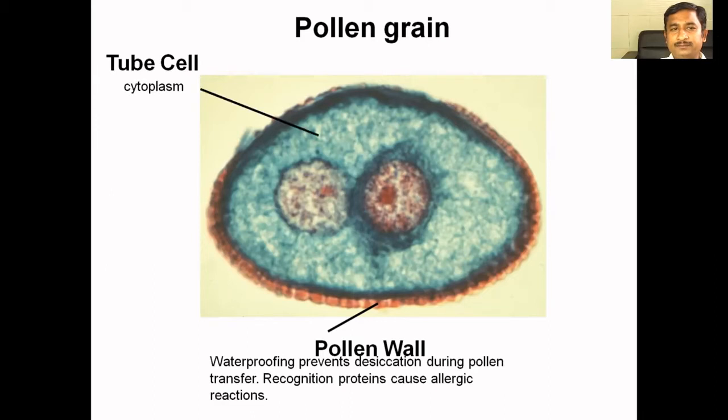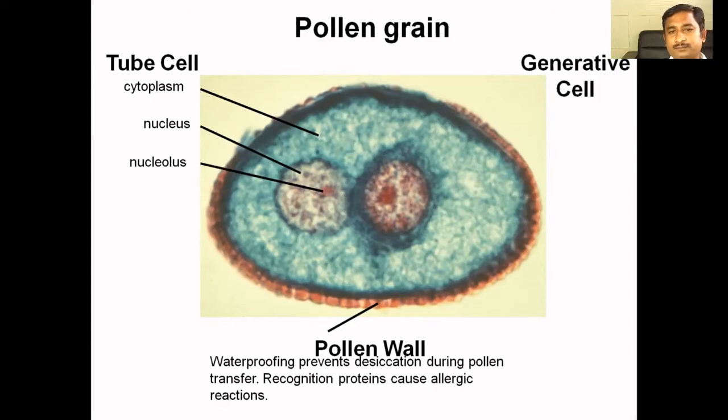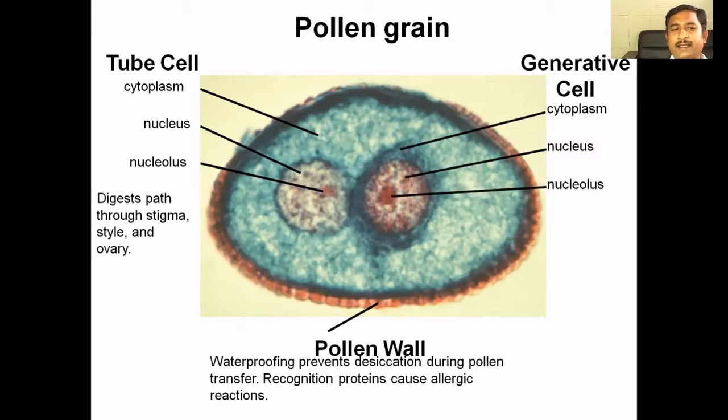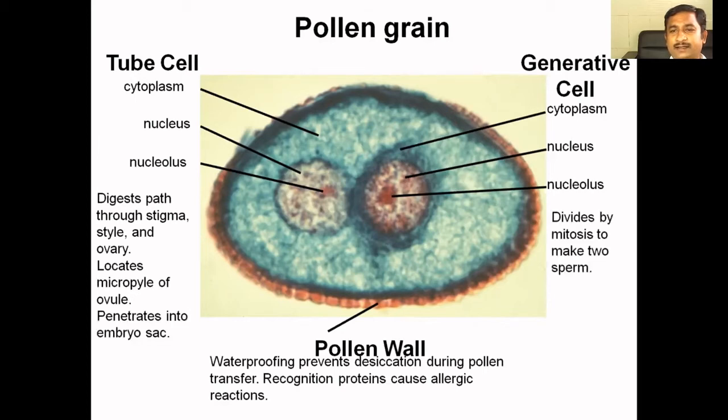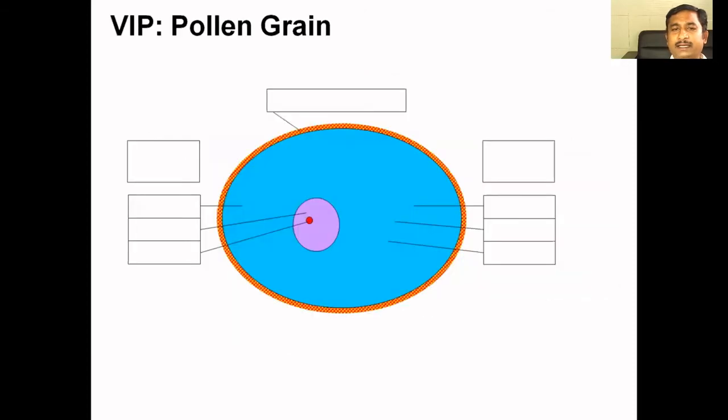There is a tube cell, there is cytoplasm, there is a nucleus inside, and there is a nucleolus, and there is a generative cell. Okay, and you can look into the different structures that nature has created. This divides by mitosis and makes many cells.